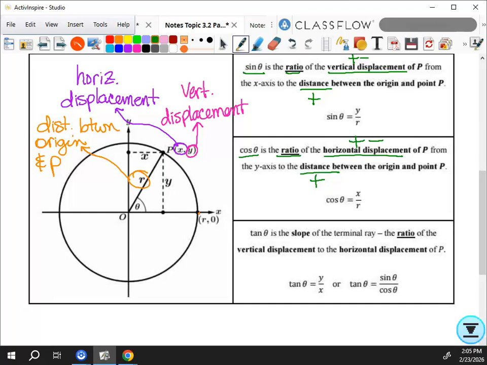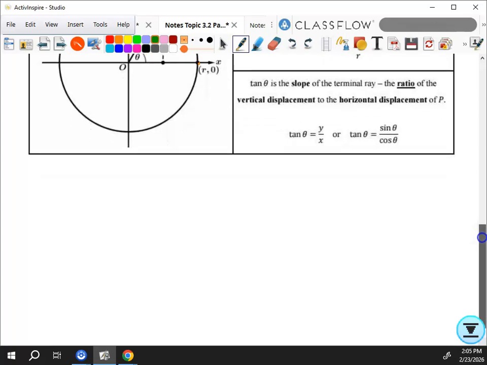because cosine goes with x. And then we know that tangent is y over x, or sine over cosine. Again, we've already talked about that, but here's the new piece to this. Tangent of theta is the slope of the terminal ray. This is huge. You have to make sure that you understand that. It is also the ratio of the vertical displacement, which can be positive or negative, to the horizontal displacement, which could be positive or negative.